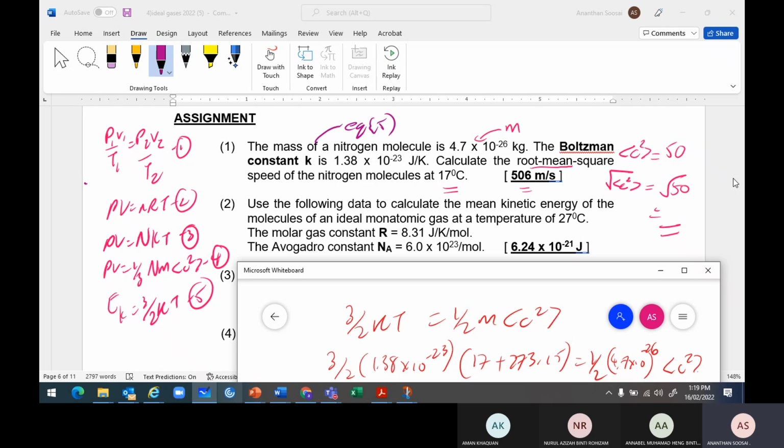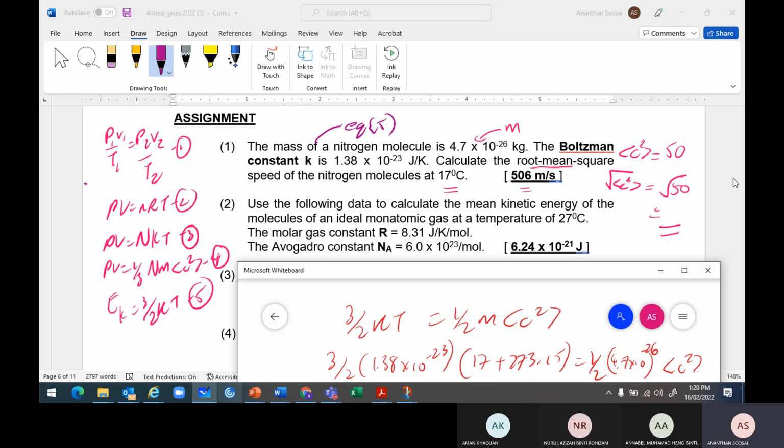Use the following data to calculate the mean kinetic energy of a molecule of an ideal monoatomic gas at a temperature of 27 degrees Celsius. Select the correct formula. What is the kinetic energy for a monoatomic gas at 27 degrees Celsius? Kinetic energy, so 3/2 kT. Okay, this is a very famous equation. So the kinetic energy of a particle is 3/2 kT.